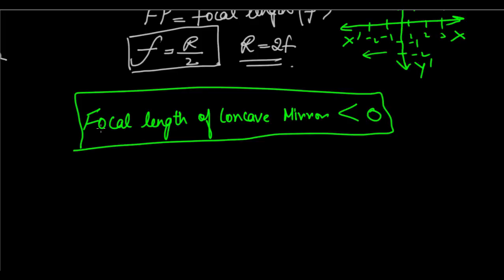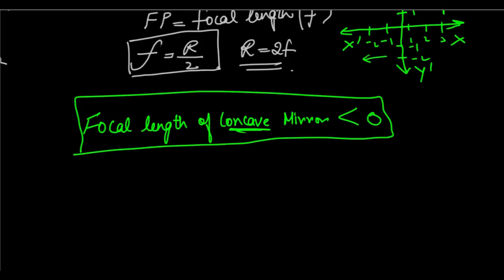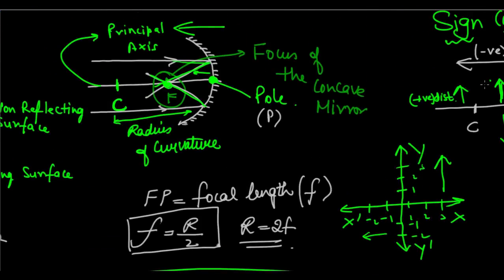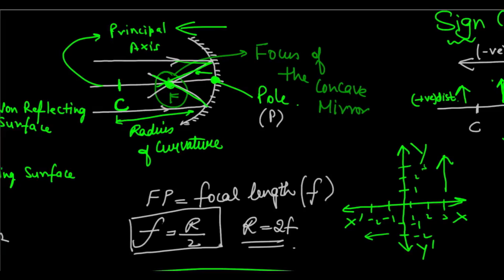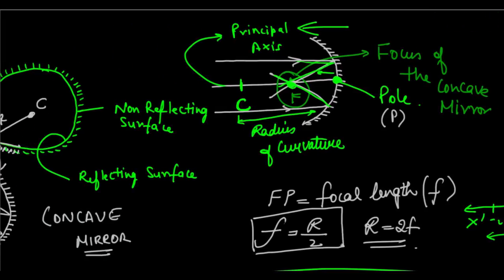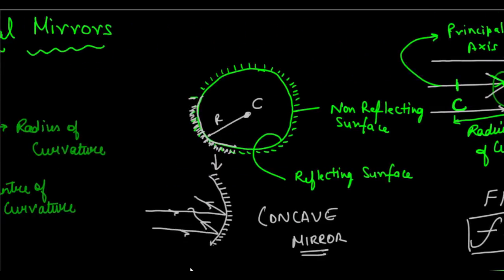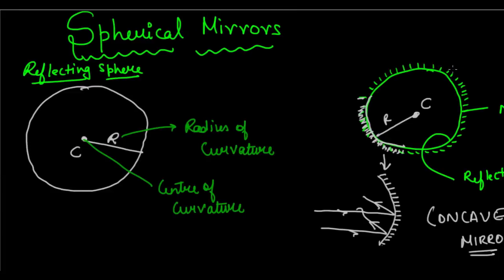This is only for a concave mirror, mind you. For convex, it is different. For a concave mirror, this is the case. So these are the basic things involved of a concave mirror. I hope you all are absolutely clear with that. So now we move on to the next kind of mirror.